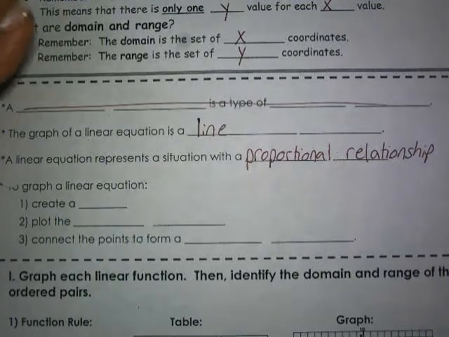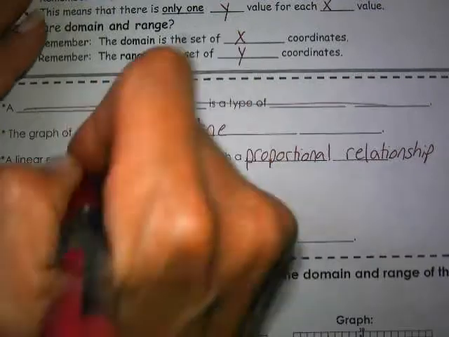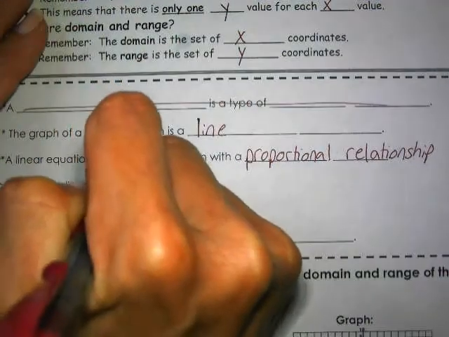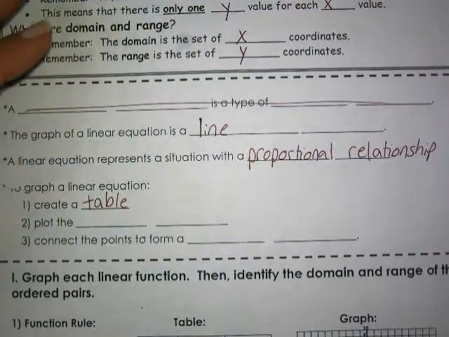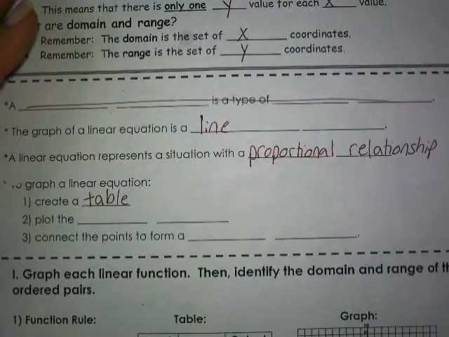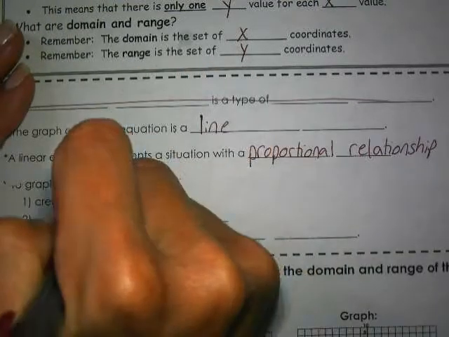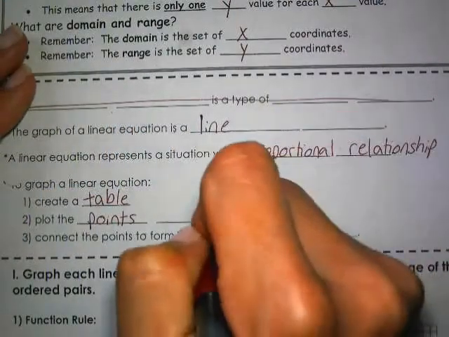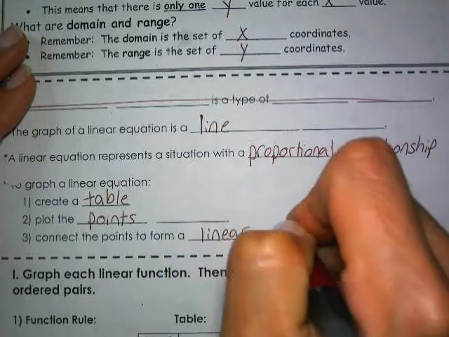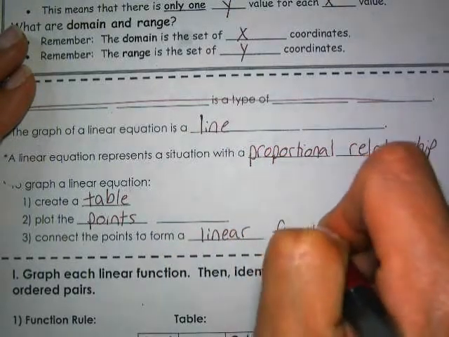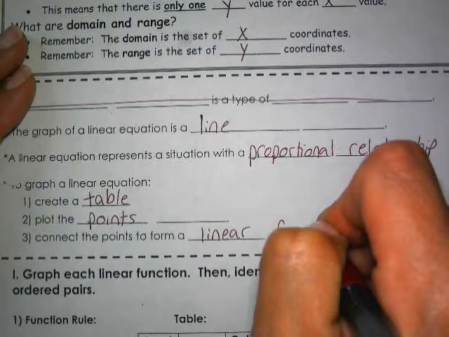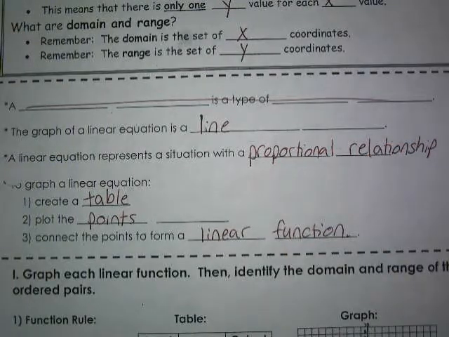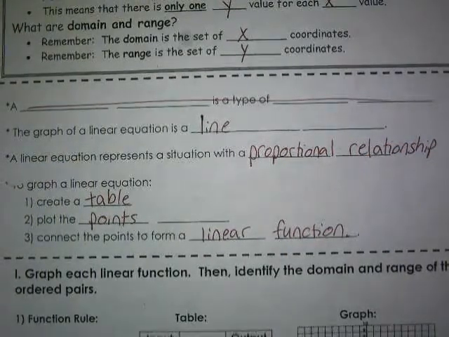To graph linear equations, we can create a table. A lot of times we started with our b, which was our y-intercept, and moved by our slope. You can also create a table, plot the points, and then connect them to form a linear function. And this is sort of just a revisiting of information. Now we're going to see what we can do with this.